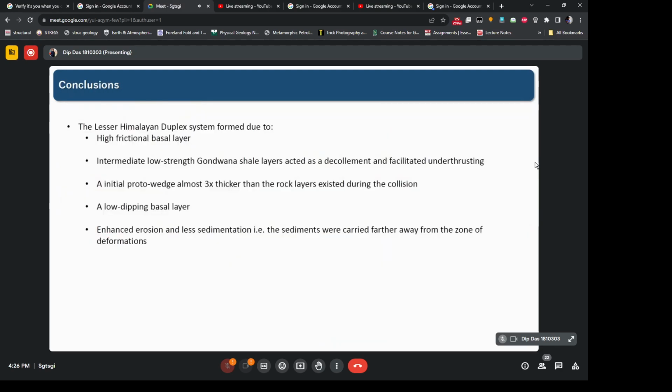Now, from this, the basic idea we got is that the required parameters for duplex formation are a high frictional basal layer with an intermediate low strength layer. Then there should be an initial proto wedge, which will restrict the thrust propagation, and then a low dipping basal layer, and erosion and sedimentation. The sediments were carried farther away from the zone of deformation.